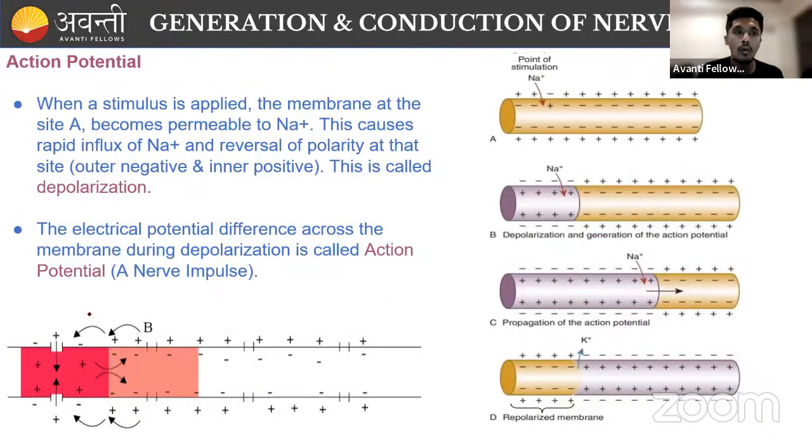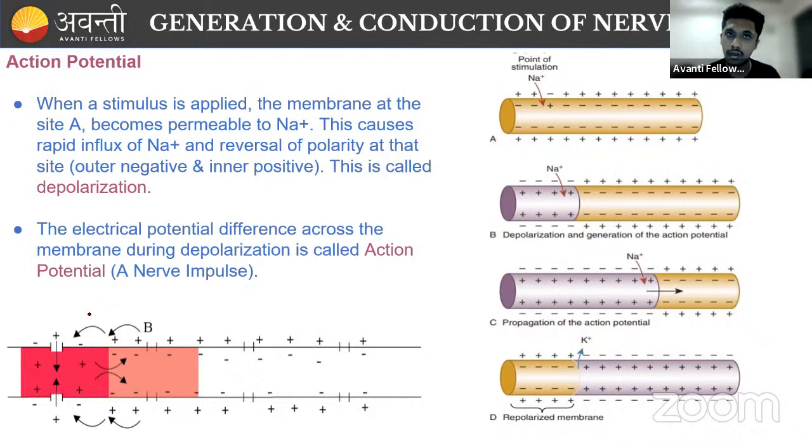Clear? Now what is an action potential? An action potential begins with a stimulus. For example, it might be touch, it might be a sight, or it might be auditory, or it might be any of the receptions.